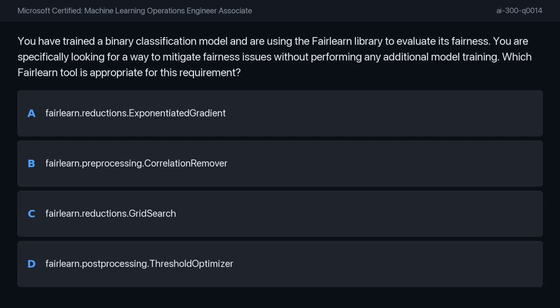You have trained a binary classification model and are using the Fairlearn library to evaluate its fairness. You are looking for a way to mitigate fairness issues without performing any additional model training. Which Fairlearn tool is appropriate for this requirement?